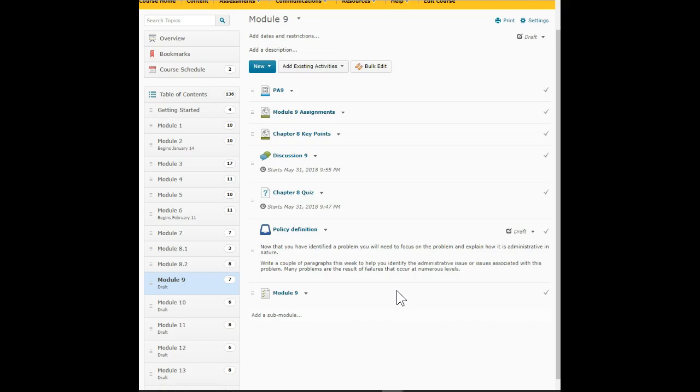So this is a section where you go kind of wide, but make sure you keep this administrative in nature. This isn't going to be a political issue or a social issue. This is going to be an administrative issue. So we're going to focus on the process.